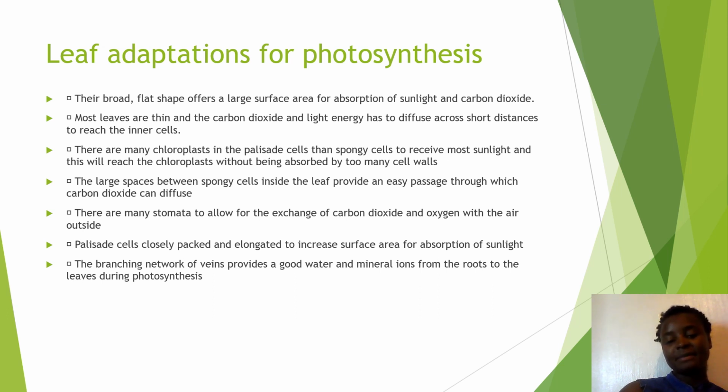Another very important adaptation is that the palisade cells are closely packed together, and they are also cylindrical in shape, which means that we have quite a large surface area for photosynthesis to take place. Okay, we also have the branching network, where we've got the xylem, which brings water and mineral ions, and we have the phloem, which carries the food that has been produced during photosynthesis, right?